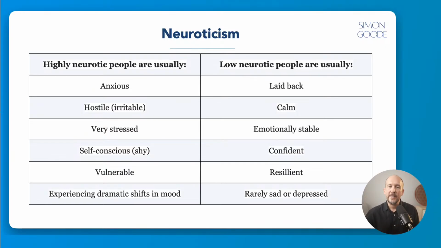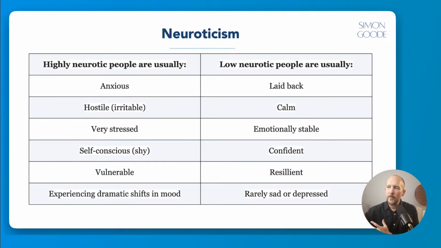People high in neuroticism tend to be more anxious, more hostile, more easily stressed, more self-conscious. They often think about what other people are thinking about them. How am I coming across? How am I being judged? How am I being perceived? It can be quite an excruciating thing for highly neurotic people, to be frank, including myself, because it's something that we often ruminate on. You don't have the full information about what somebody else thinks about you.